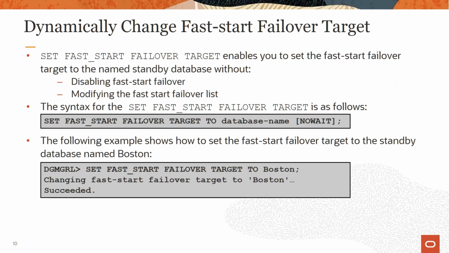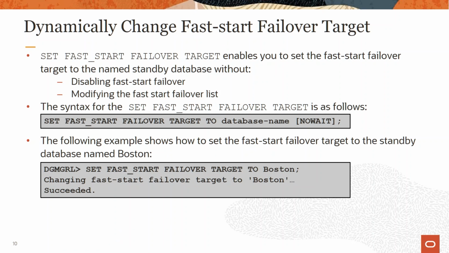But if you want to switch the order and make another target the one that must be considered first, then you can also issue set fast start failover target to Boston, in our case London 4. So it's possible to change the target of a fast start failover without disabling fast start failover, without modifying the fast start failover list.